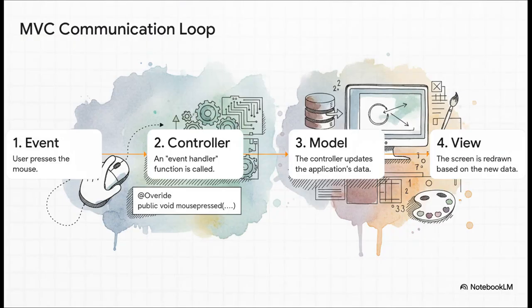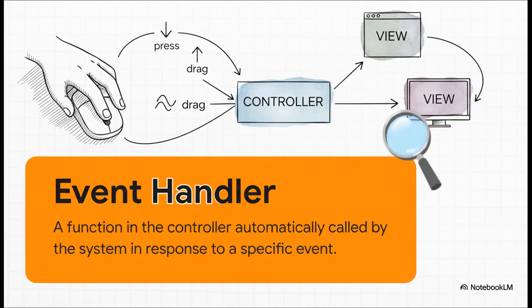Now, what's really cool is how strict this process is. It's always in this order. First, you, the user, do something. That's the event. That immediately triggers a function in the controller. Now here's the key part. The controller's only job is to talk to the model, which is just the app's data. It changes a number, like a coordinate. And only then does the view wake up, look at the new data, and redraw the screen. You'll notice the controller never, ever draws anything itself. That's not its job.